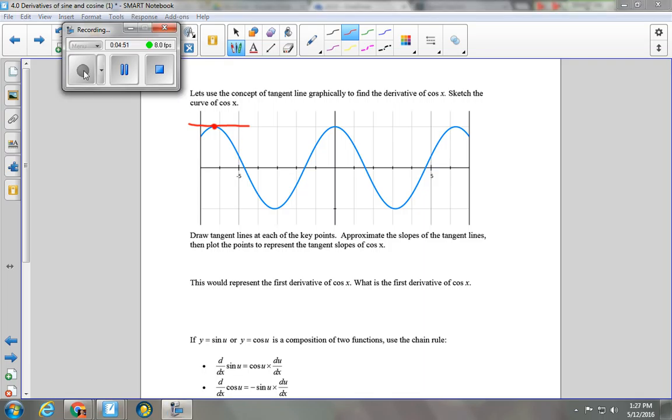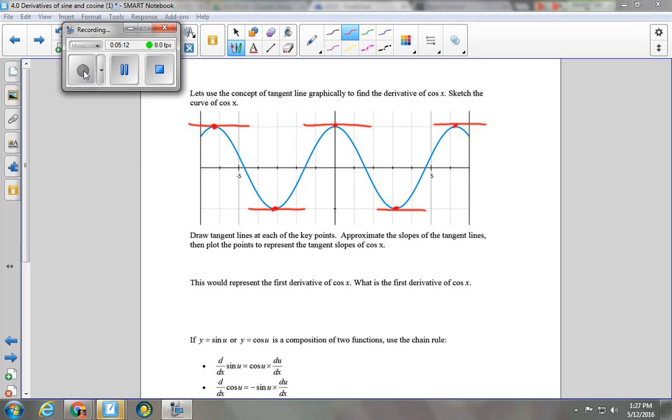So what I would do is figure out where the slope is equal to 0. Those are going to be critical points that are easy to plot on our graph, right? So the slope is equal to 0 there, there, and there.